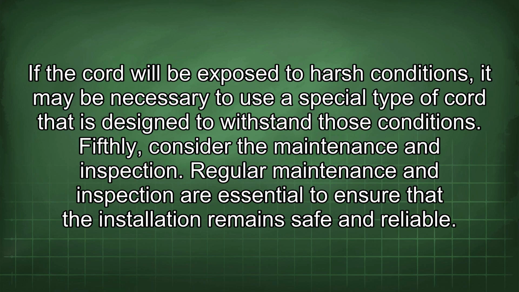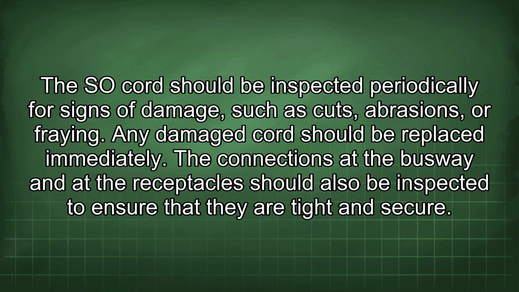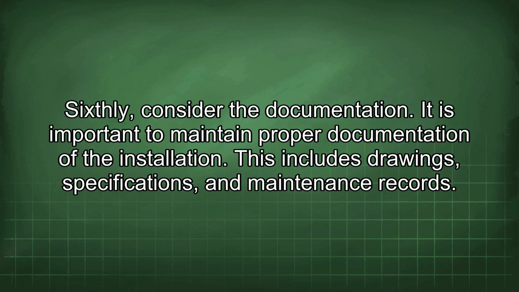Fifthly, consider the maintenance and inspection. Regular maintenance and inspection are essential to ensure that the installation remains safe and reliable. The silk cord should be inspected periodically for signs of damage, such as cuts, abrasions, or fraying. Any damaged cord should be replaced immediately. The connections at the busway and at the receptacles should also be inspected to ensure that they are tight and secure.